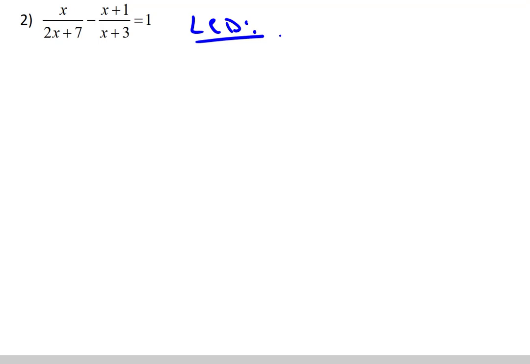Well, if you look at these two denominators of 2x plus 7 and x plus 3, they are both already factored, or you could say not further factorable. So we'll leave them as they are, and in fact, just use the product of them as our LCD. So 2x plus 7 times x plus 3. Which means to clear the fractions, we're going to multiply all the way across by those.